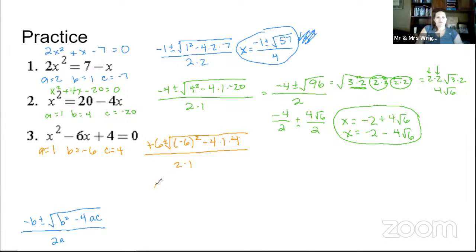All right, let me rewrite this. I've got 6 plus or minus, I'm going to go ahead and get my radical ready, and 2 times 1 is 2. So let's see what's in this radical. I'm going to do open parentheses, negative 6, close parentheses, squared, minus 4 times 1 times 4, and hit enter, and I get 20.